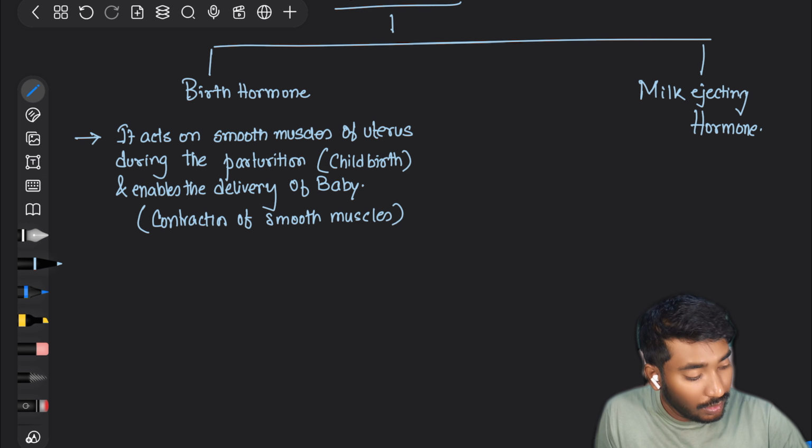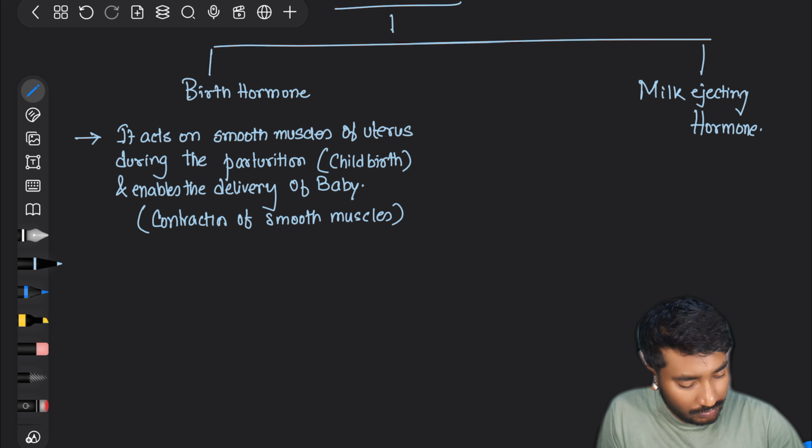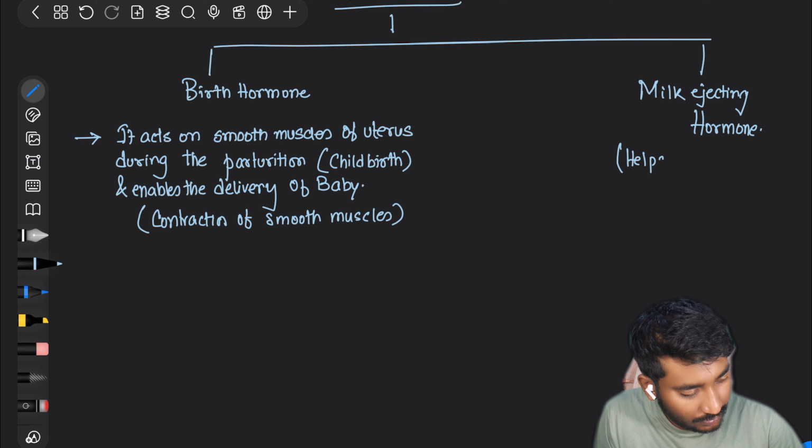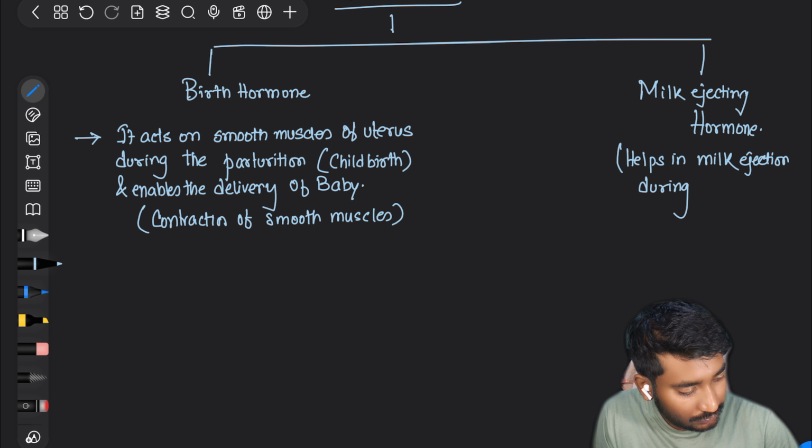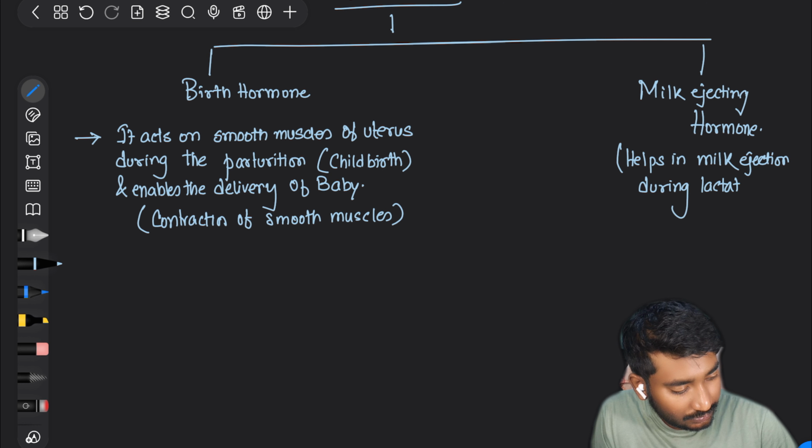Now, why is it called the milk ejecting hormone? Because it helps in the ejection of milk during lactation.